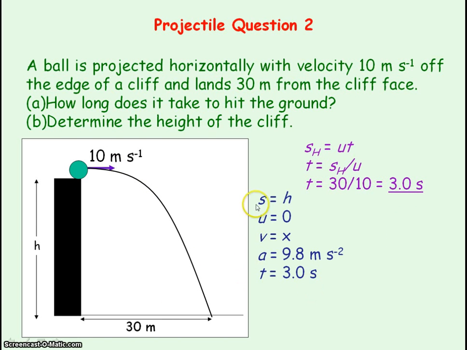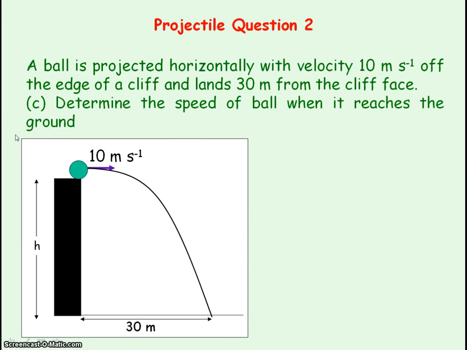So we need an equation that links s, u, a and t. So we're using s equals ut plus a half at squared. And if we substitute in the values, we can determine h, which equals 44.1 meters.